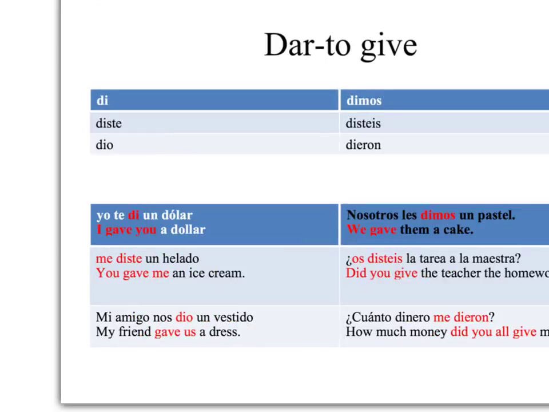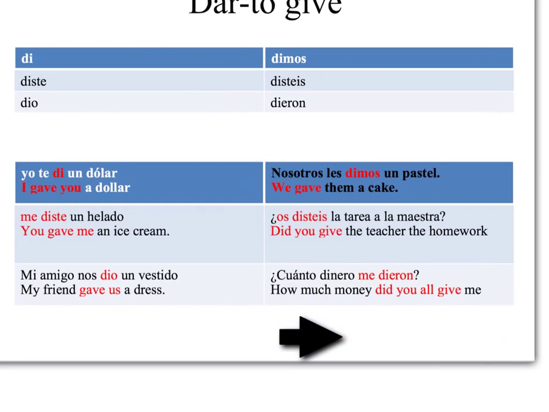Now let's take a look at the verb dar. Here we go. Di, diste, dio, dimos, disteis, dieron. And let me go over some of the examples here. Let's take a look at the ustedes form. ¿Cuánto dinero me dieron? How much money did you all give me?